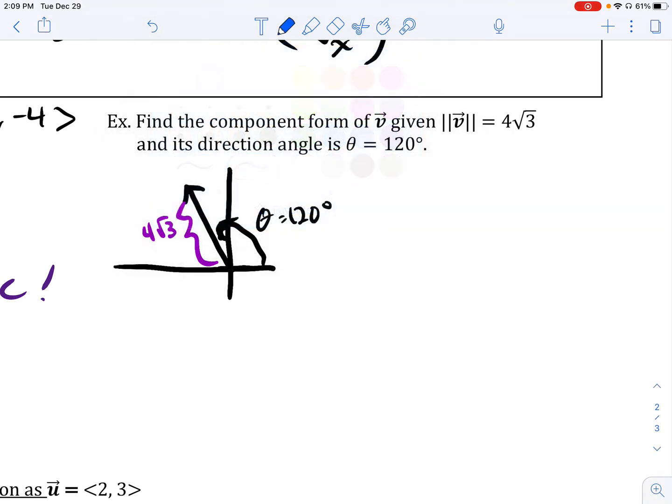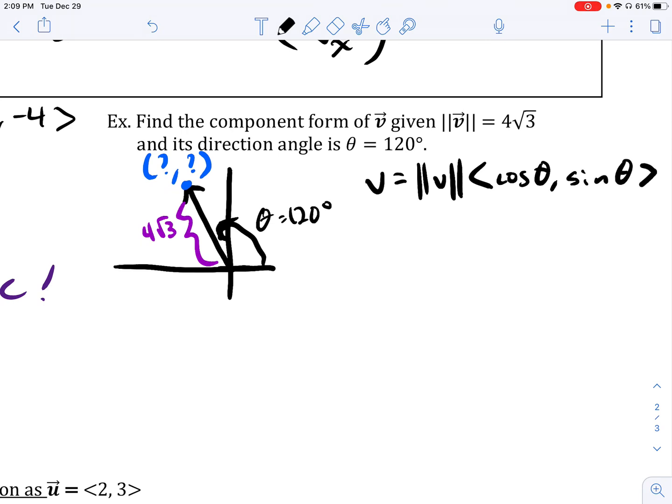What we're tasked with finding is what are its terminal points? Because if we know its terminal point, then we know we can write it in its component form. Well, how would we go about doing this? We would say vector v is equal to its magnitude times the trig functions of specifically cosine and sine of that angle. Because we know that the magnitude v multiplied by cosine of theta, sine of theta. Pause and think about why this is the case.